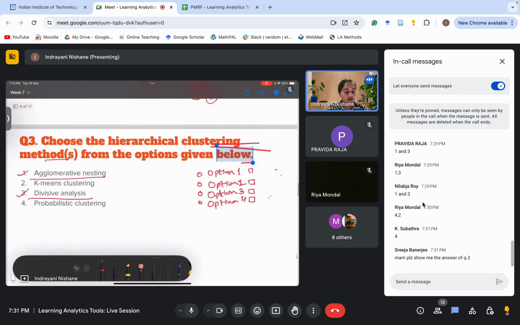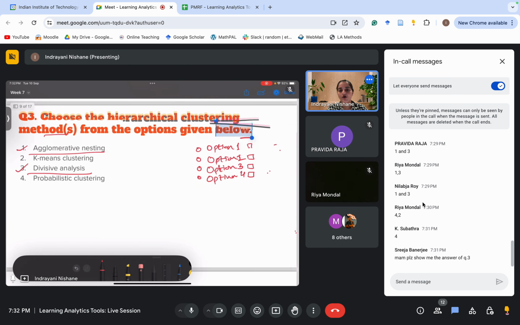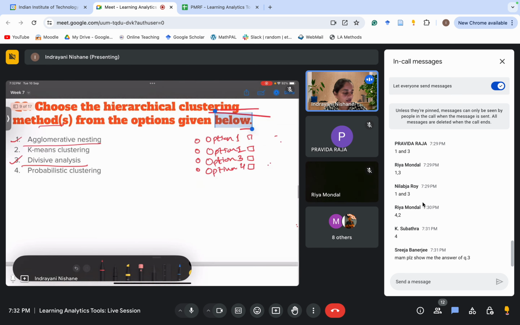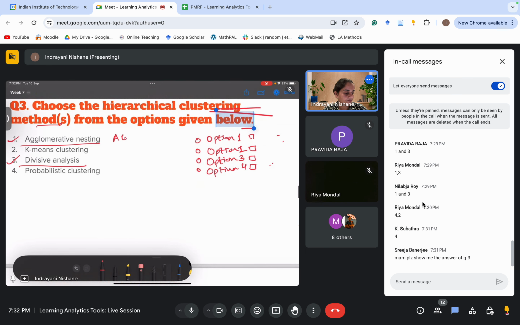So question 3 is a theory-based question: which of the following names are for hierarchical clustering. The types of hierarchical clustering are agglomerative clustering and divisive analysis, known as the Agnes method and the Diana method. Agglomerative is also known as the Agnes method, and divisive is also known as the Diana method.